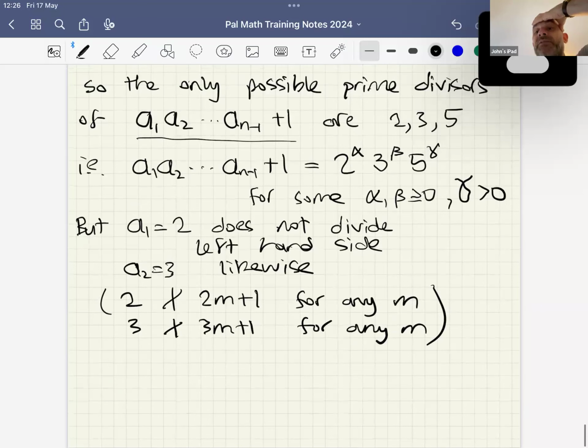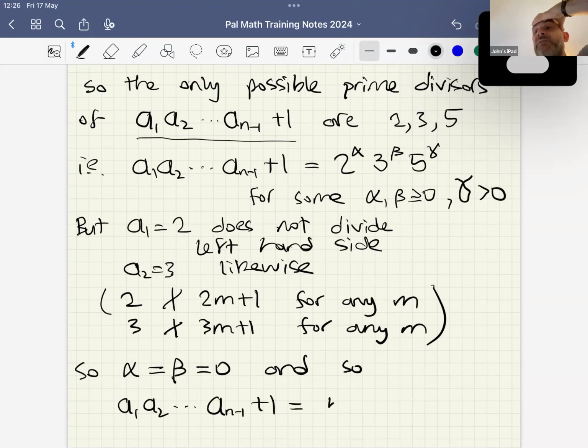Okay, so the conclusion we draw from this is that alpha equals beta equals 0. And so our product is actually just a power of 5. So we'll say 5 to the gamma.